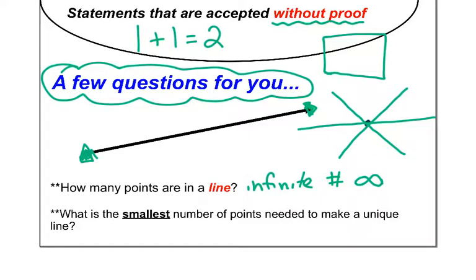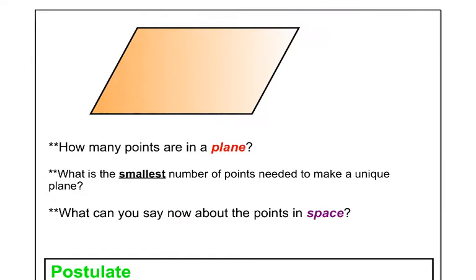Let's try 2. Okay, 2 points. There's my line. Cool. Now, is there another line that I can draw through it that's not the same line? No, not really. You just get the same line back again. So what's the smallest number of points you need? You need 2. 2 points help you to determine a line. Let's go up a notch.